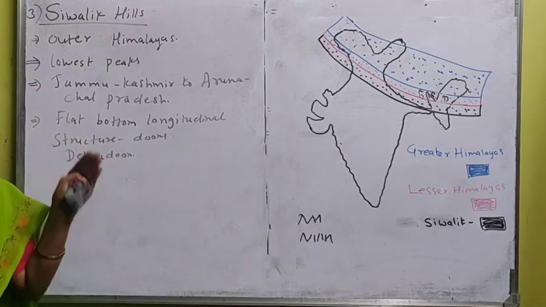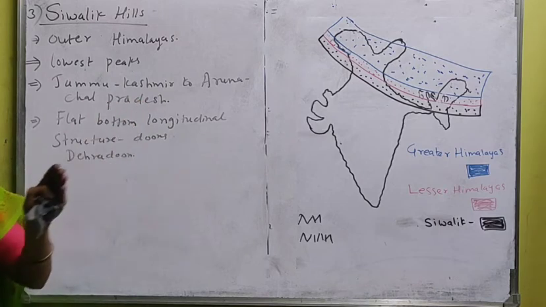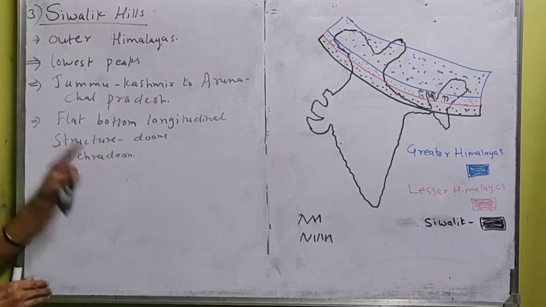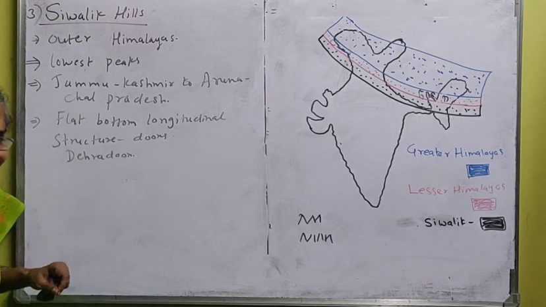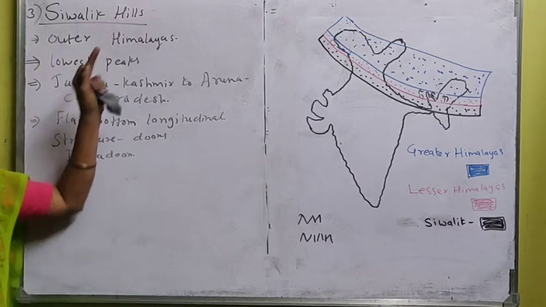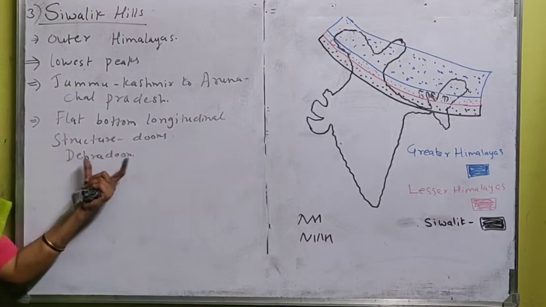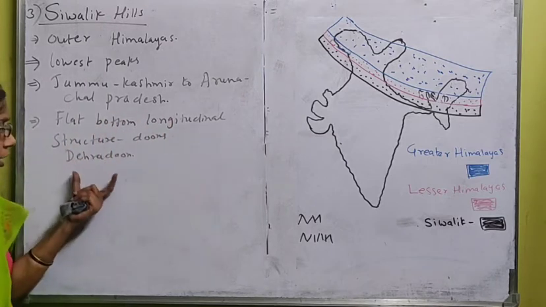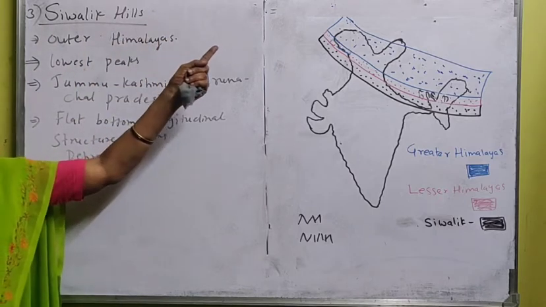It stretches from Jammu and Kashmir to Arunachal Pradesh. That is the extension of the Shivalik hills. It has flat-bottomed longitudinal valleys, that is, vertical structures, which are called duns. Dehradun is a place which has that flat-bottomed longitudinal structure, so it got the name Dehradun. So this is regarding the Shivalik hills.